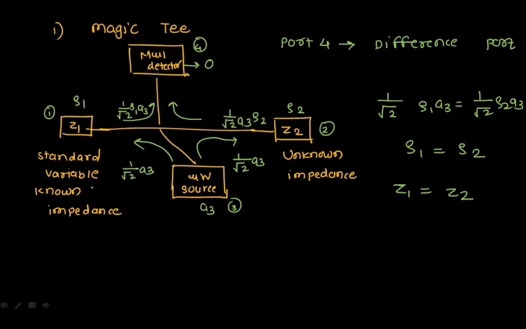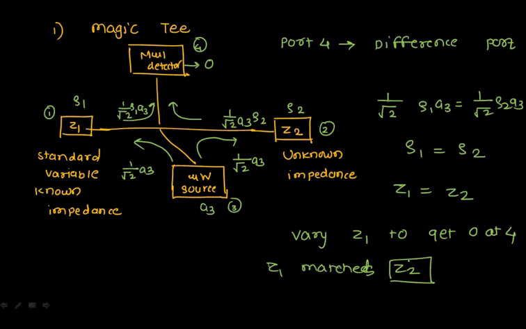So change the standard variable known impedance. You vary Z1 to get 0 at port 4. When you get 0 at port number 4, your Z1 matches Z2. So you can very well comment on Z2: whatever the value of Z1 is, that will be the value of Z2. This is the way you can find the unknown impedance using the magic T.